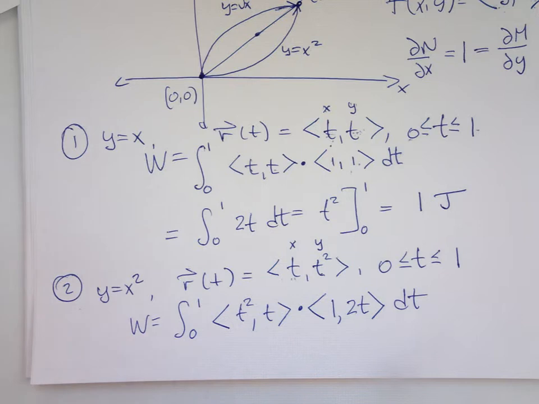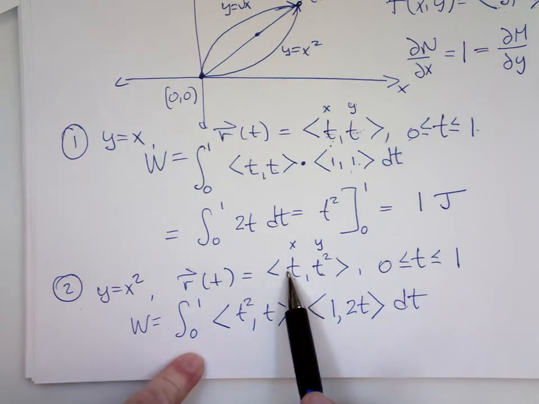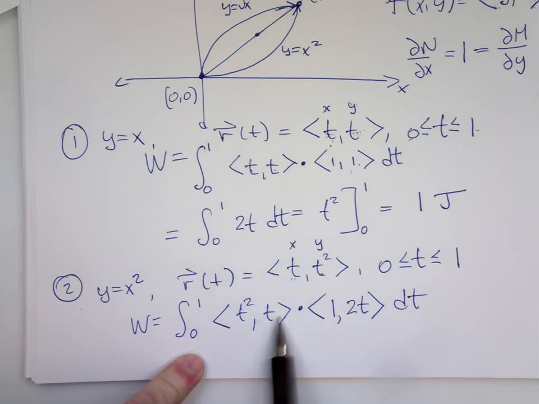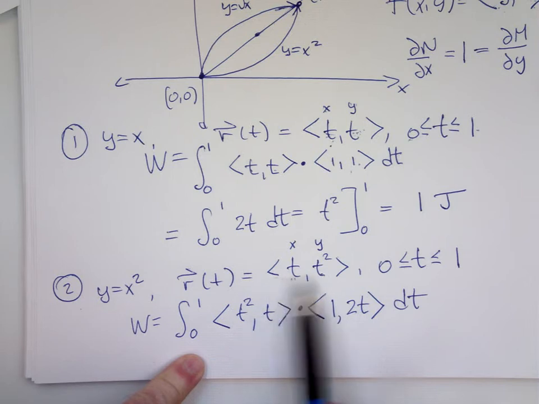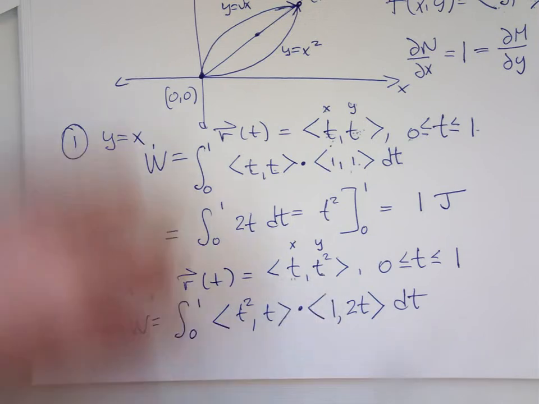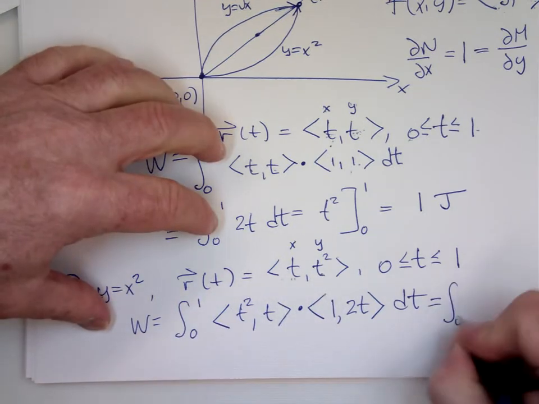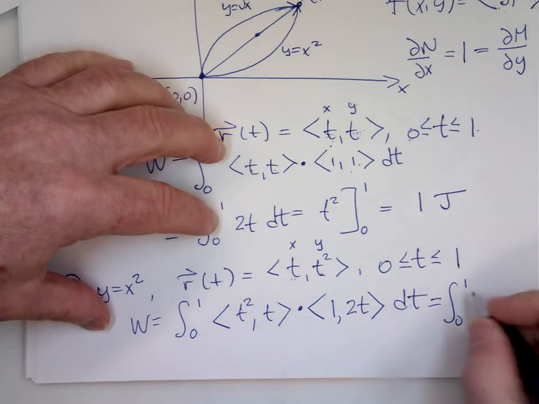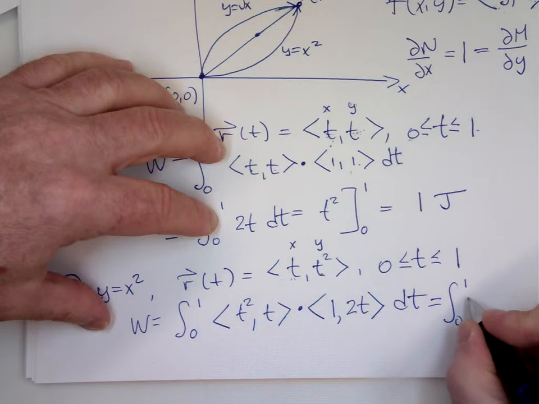Here's our r prime: 1, and 2t. Take the derivatives of each of these. Don't take the derivatives of this; take the derivatives of this. This is r prime right up here. Take the dot product. T squared plus 2t squared. Oh my. We're going to get 3t squared.